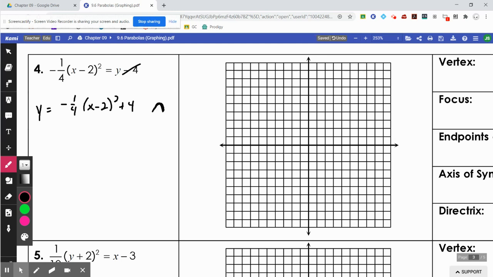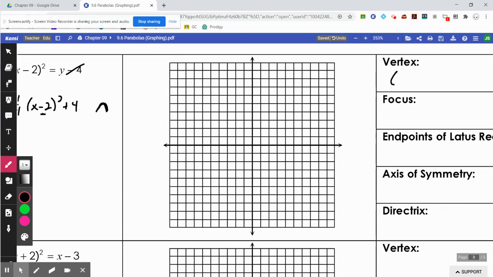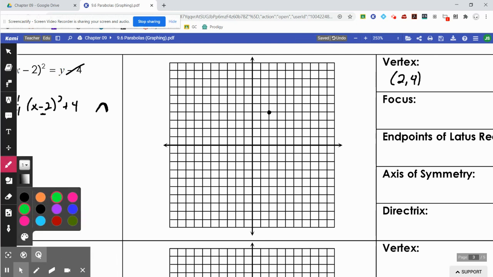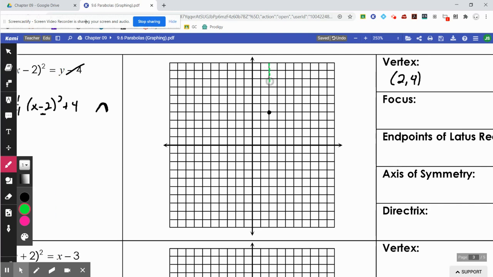So let's find our vertex first. The -2 on the x is going to move it to the right 2, backwards from what you think, and the +4 is going to move it up 4. So my vertex is going to be located at 2, 4, which is right there. Next up, let's find our axis of symmetry. Since it is a vertical parabola, my axis of symmetry does pass through the vertex here. So that's going to be an axis of symmetry of x equals 2.